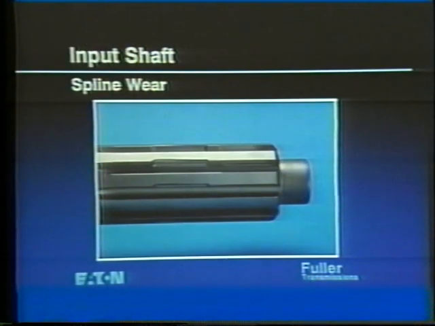The indentations on this input shaft may look normal for a high-mileage vehicle, but if it is found at low mileage, it could indicate a misaligned clutch or flywheel housing, loose clutch housing cap screws, or improperly adjusted transmission rear supports.